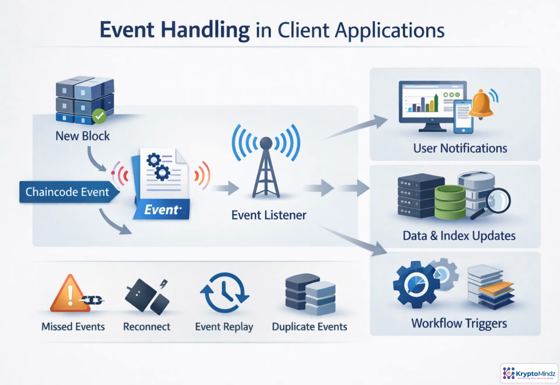Once a transaction commits, Fabric can publish block, transaction, and chaincode events. Client applications subscribe through event listeners, then route those signals to databases, indexes, notifications, or business workflows. Because events are asynchronous, the application must be resilient. Store checkpoints, reconnect cleanly, replay from the last processed block, and make handlers idempotent. That way, missed or duplicate events do not corrupt downstream systems.